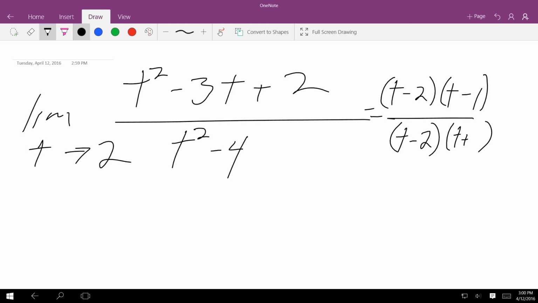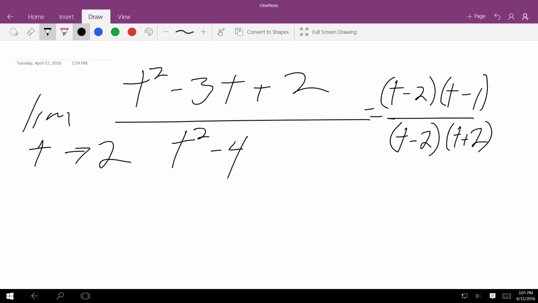And one clue is that one of the factors in the numerator is going to be in the denominator. You can bet. So if you don't find a t minus 2 or a t minus 1, you've made a mistake almost certainly. Now what can you do?